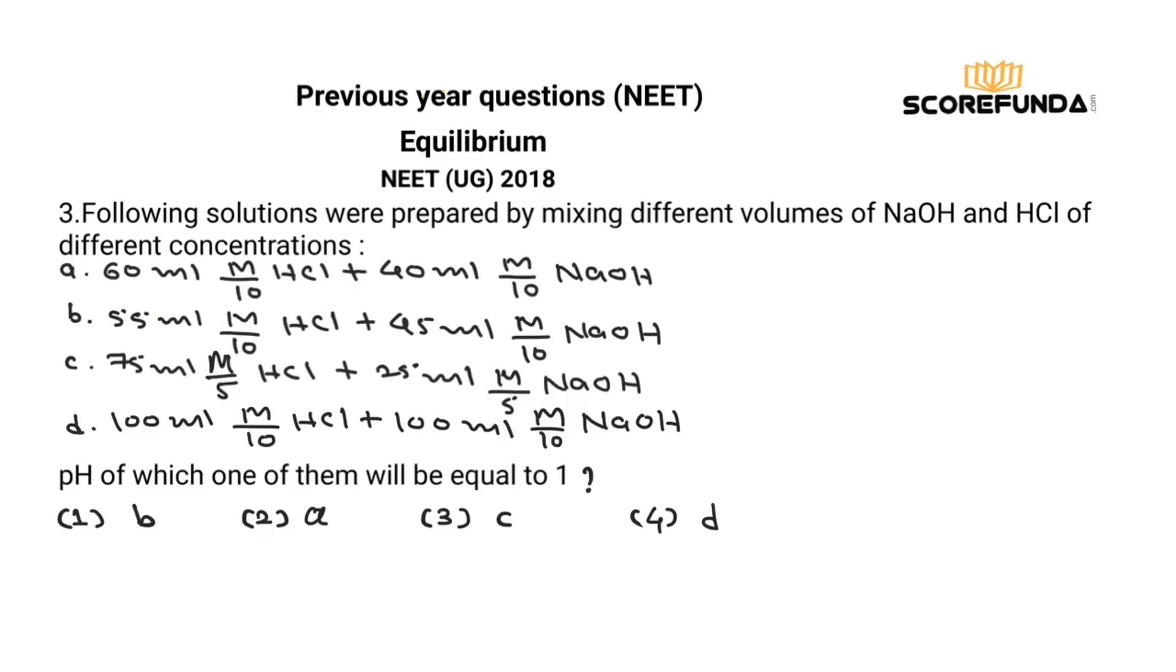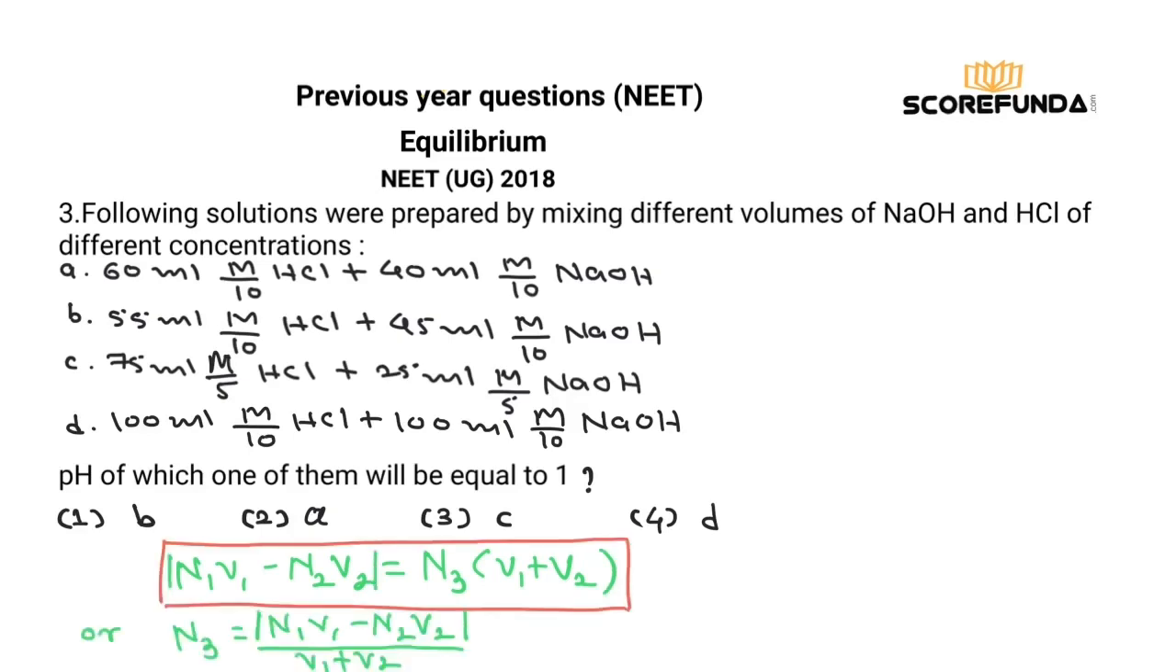तो अगर सपोज हम देखें तो वी कैन यूज द फॉर्मूला, हम यूज कर सकते हैं बेटा फॉर्मूला N1V1 minus N2V2 equals to N3 (V1 plus V2), और N3 equals to modulus of N1V1 minus N2V2 upon V1 plus V2.